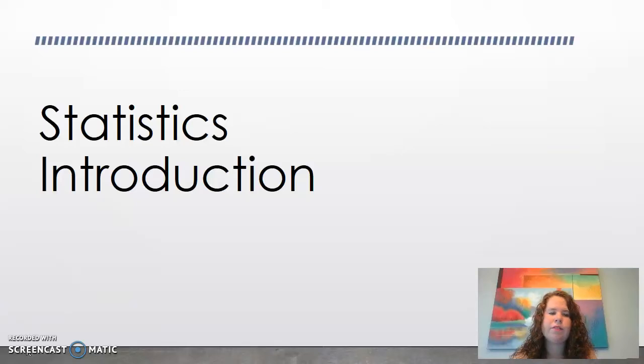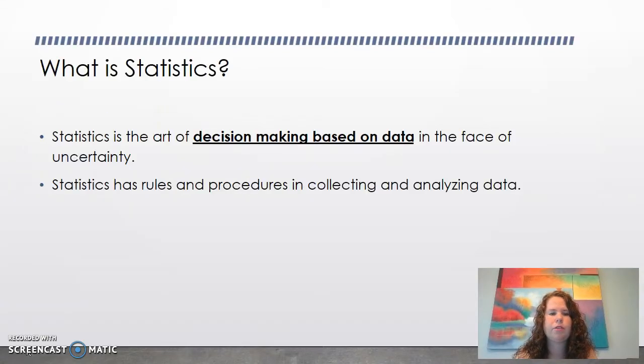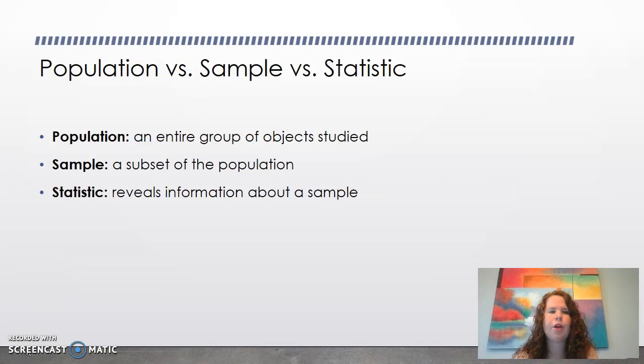In this video, we will talk about the vocabulary for the statistics section. What is statistics? Statistics is the art of decision making based on data in the face of uncertainty. Statistics has rules and procedures in collecting and analyzing data. 3 vocabulary words we're going to go over.